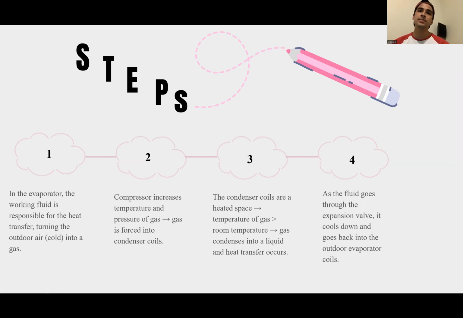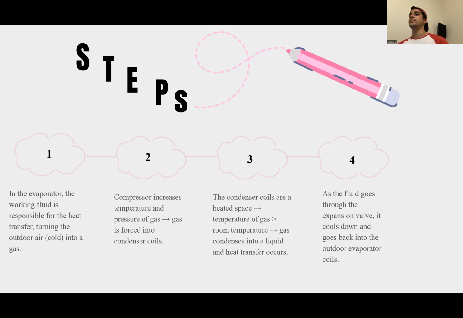In the next slide, we have it broken down more into steps. In the evaporator, the working fluid responsible for the heat transfer is turning the cold outdoor air into gas. From here, the compressor increases the temperature and pressure of the gas, which then causes it to be forced into the condenser coils. The condenser coils are heated, and because the temperature of the gas is greater than the room temperature, that's where the heat transfer occurs.